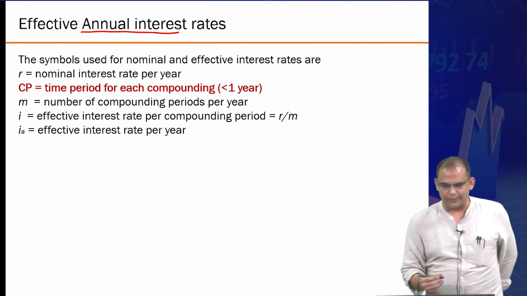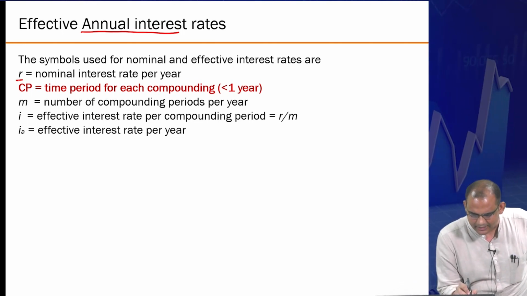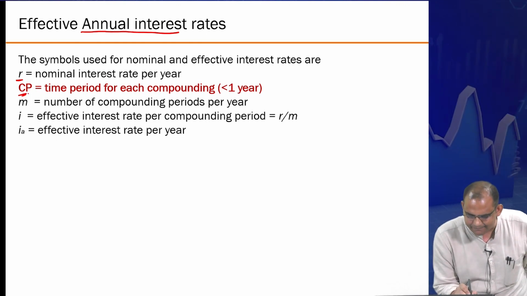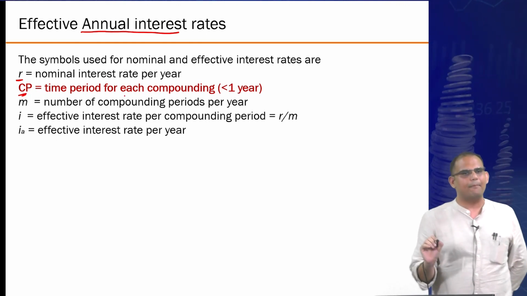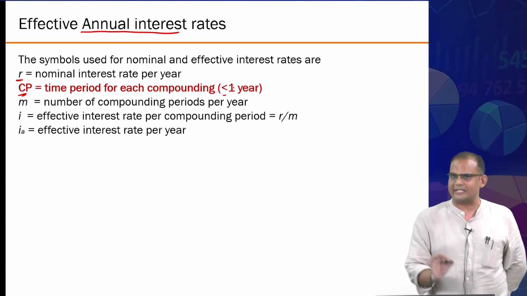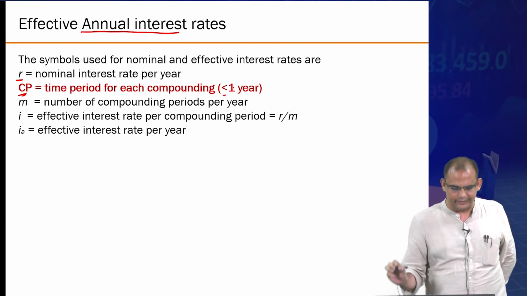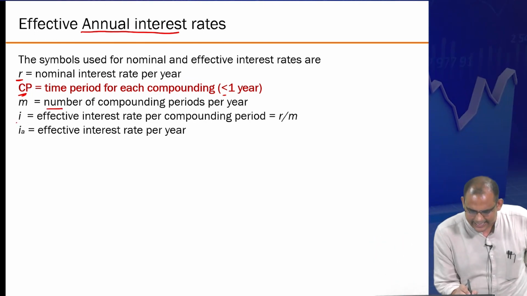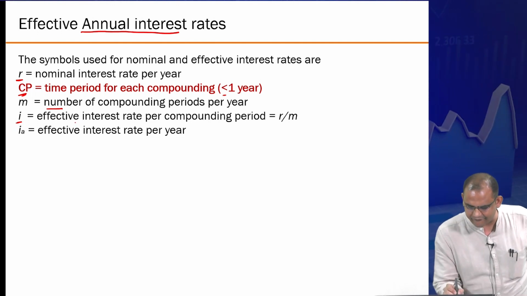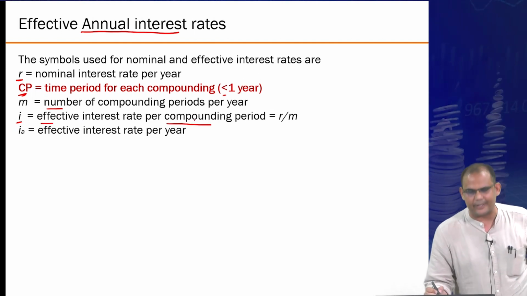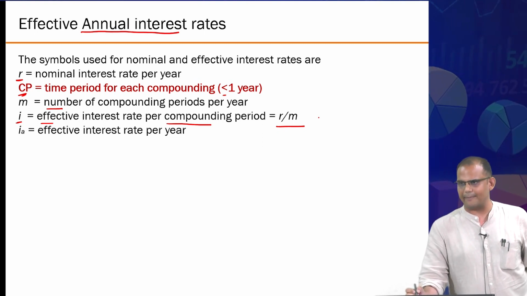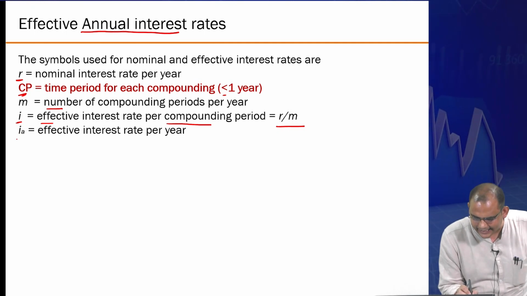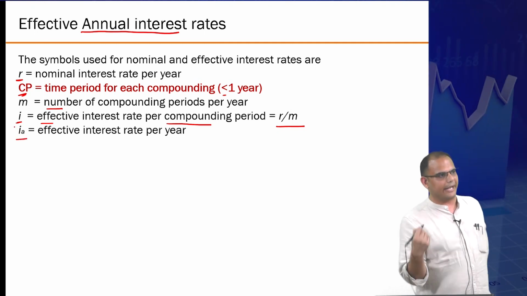Alright. So again the symbols are more or less the same. Let's say R is the nominal interest rate per year. CP is the time period for each compounding period, which is always less than the T that you are dealing with here. M is the number of compounding periods in a particular year. I, the small I, is the effective interest rate per compounding period, which is R by M. Clear? Why is it R by M? IA is the effective annual rate which we need to find.